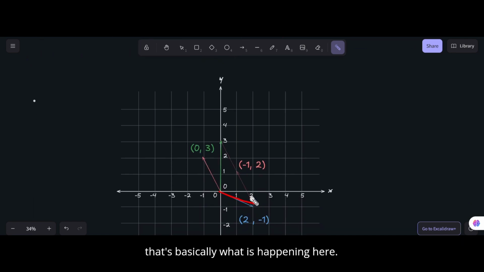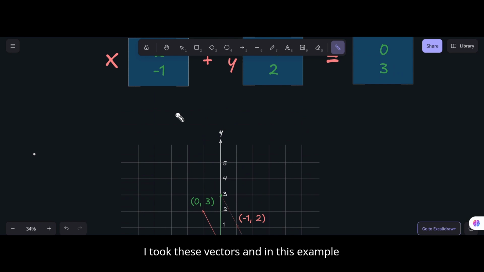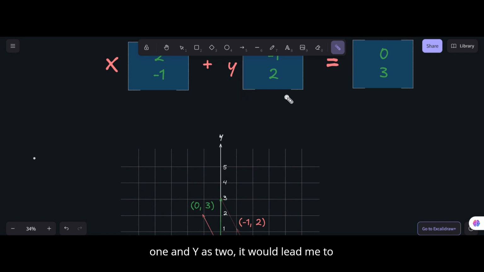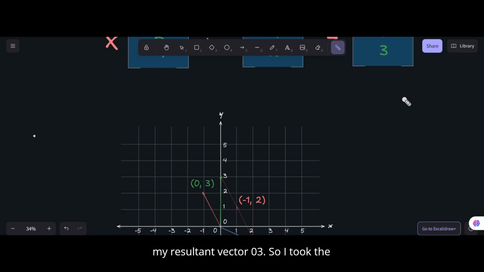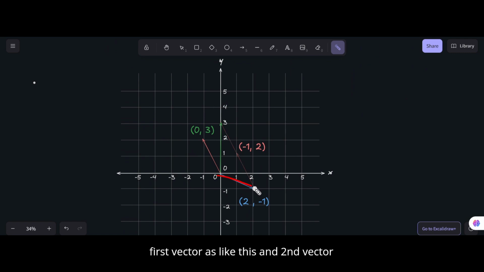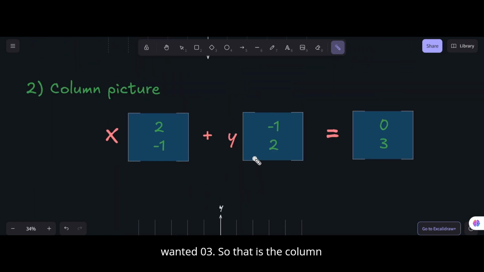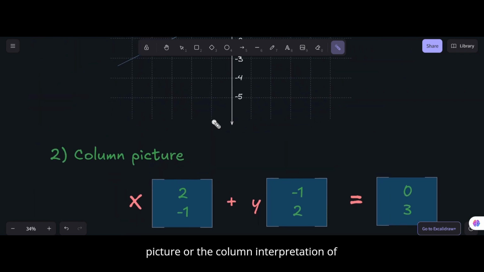So that's basically what is happening here. I took these vectors, and in this example if I take the value of X as 1 and Y as 2, it would lead me to my resultant vector 0, 3. So I took the first vector as it is and the second vector scaled by 2, and I can shift my vectors anywhere I want. So it would give me the resultant vector that I wanted, 0, 3. So that is the column picture, or the column interpretation, of AX equals B.